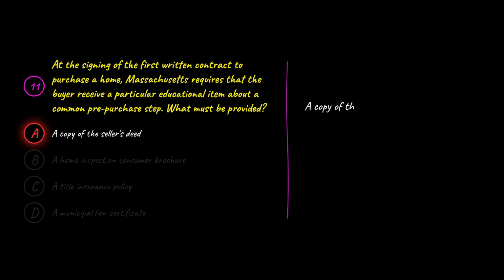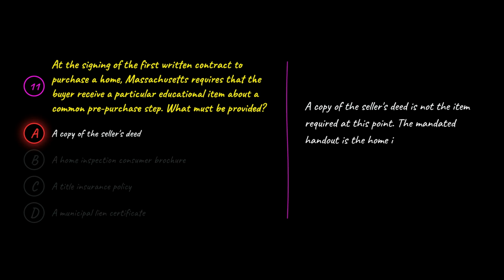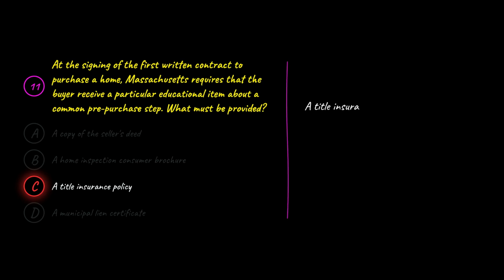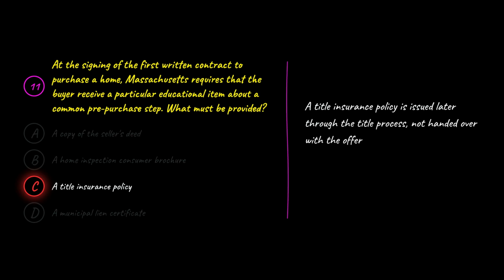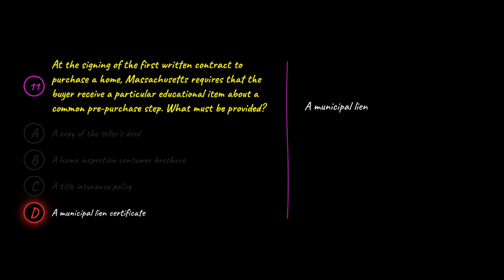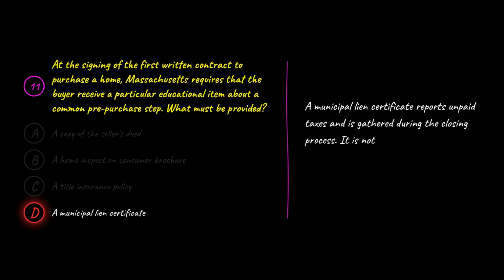A is wrong because a copy of the seller's deed is not the item required at this point. The mandated handout is the home inspection brochure, which informs the buyer about inspecting the property, not about the chain of title. C is wrong because a title insurance policy is issued later through the title process, not handed over with the offer. The required educational item at the first written contract is the home inspection brochure. D is wrong because a municipal lien certificate reports unpaid taxes and is gathered during the closing process. It is not the consumer brochure the licensee must provide when the buyer signs the first written contract.